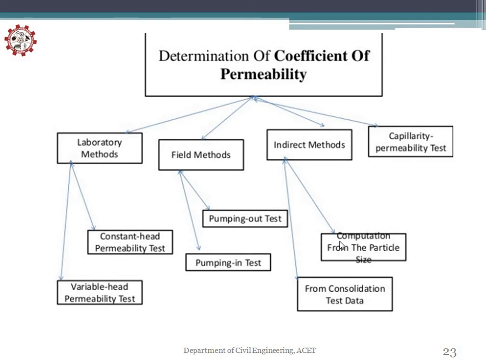Determination of coefficient of permeability: laboratory methods are the constant head permeability test and the variable head permeability test. Out of these we are going to perform the variable head permeability test in the laboratory. Next are field methods, of which there are two: the pumping out test and the pumping in test. Then indirect methods: computation from the particle size, from consolidation test data, and lastly the capillarity permeability test. We are going to learn first these two methods. So let's see the first method.